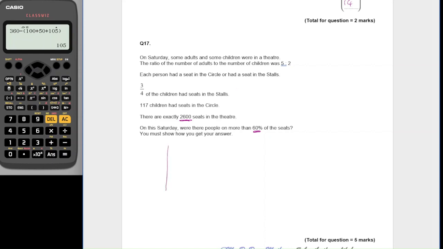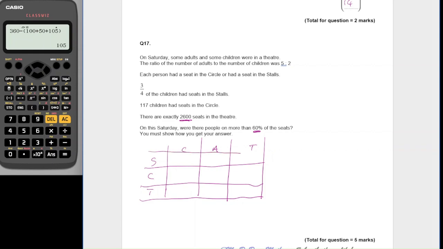I'm going to put this into a bit of a two-way table, I think, because we've got children, adults, and total. We've got stall, circle, and total. And I might not rely on this. It's just going to help me process the information. Right, the information that I've actually got is 117 children sat in the circle. So children and circle, that's 117.